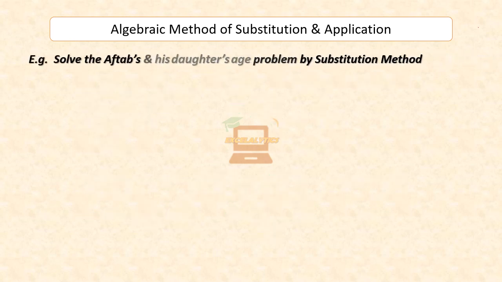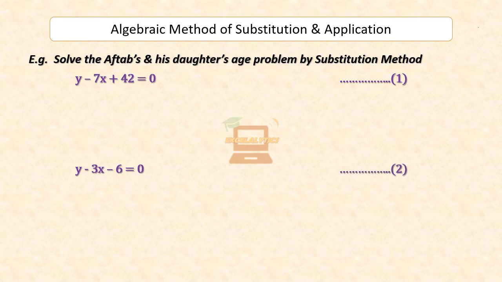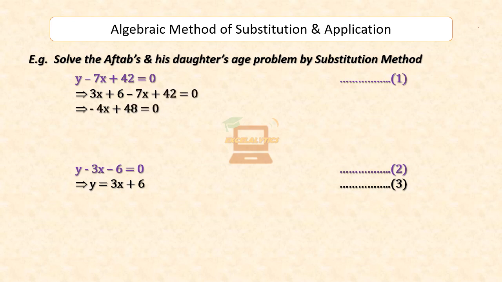Solve Aftab and his daughter's age problem from a previous exercise, by substitution method. Let us recall the algebraic pair of linear equations formed, where Aftab's current age is y years, while his daughter's current age is x years. From second equation, y is 3x plus 6. Substituting this value of y in equation 1, we get 3x plus 6 minus 7x plus 42 equals 0. On simplifying this we get minus 4x equals minus 48. This implies x is 12.